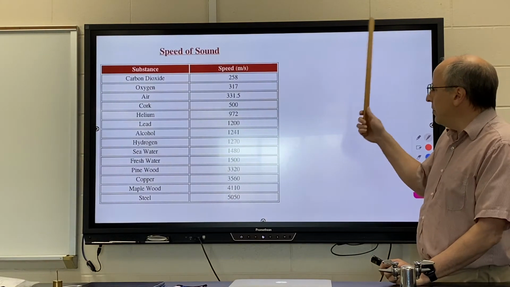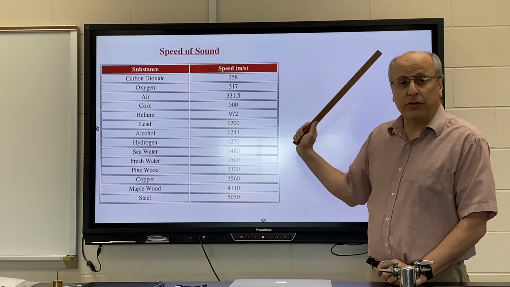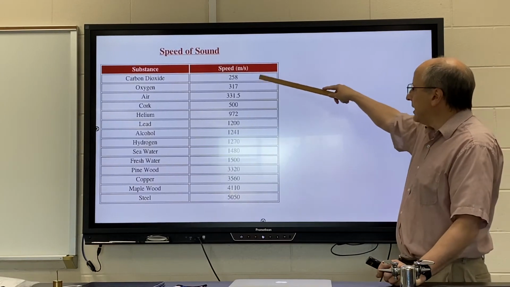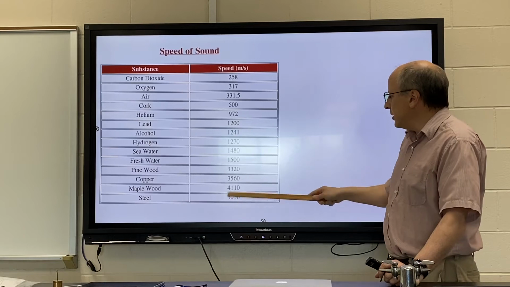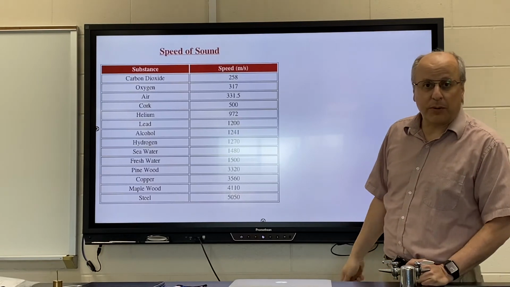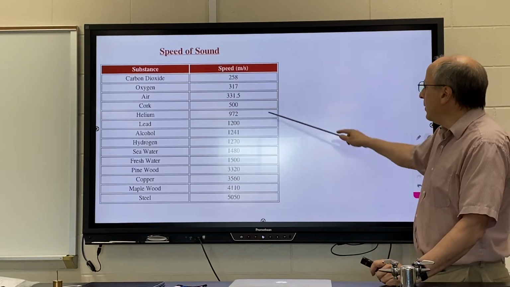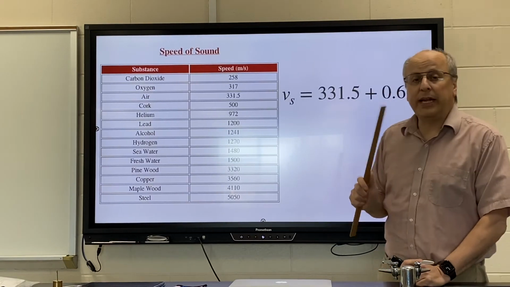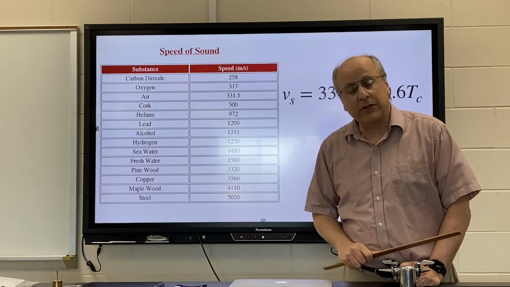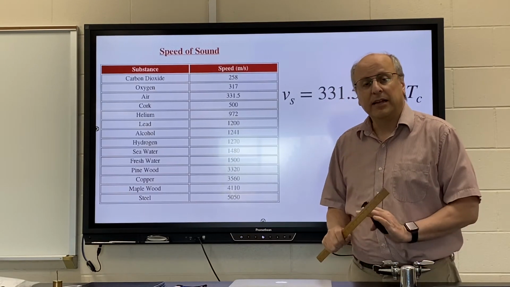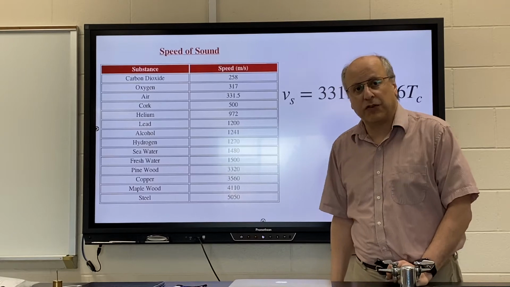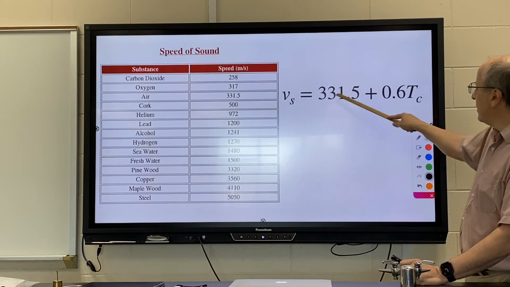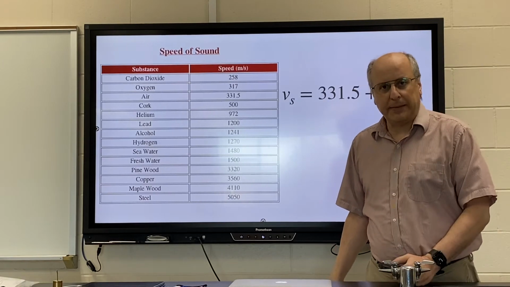We have a chart on one of your reference sheets that shows the speed of sound through different materials. You'll notice gases are slow, solids are going to be fast, and liquids somewhere in between. The one we want to focus on is air, and with air, the speed changes with temperature. So depending on how hot it is outside is going to determine how quickly the sound travels. Okay, so as the temperature goes up, the speed of sound goes up by a little bit.